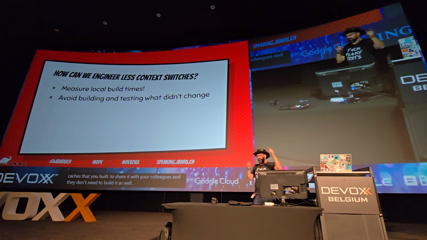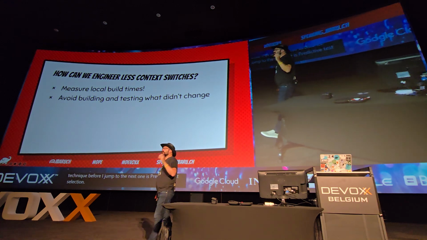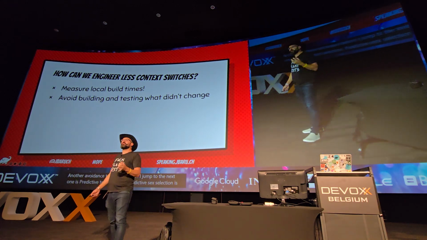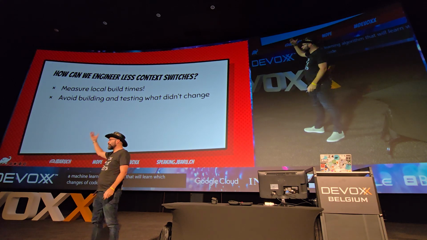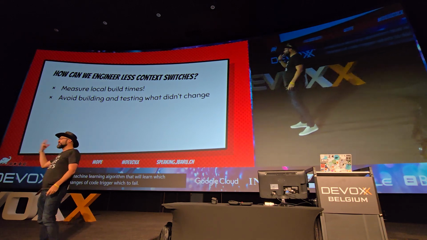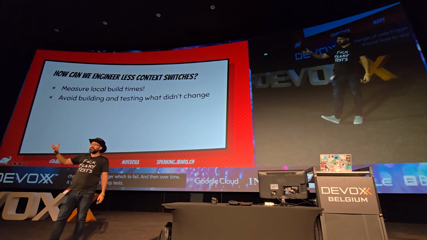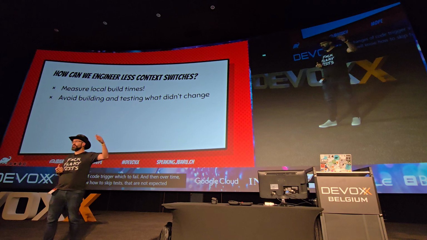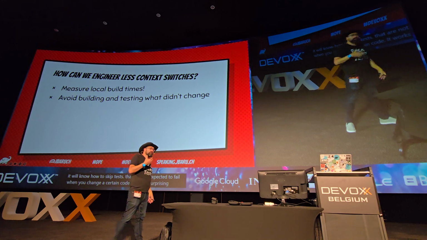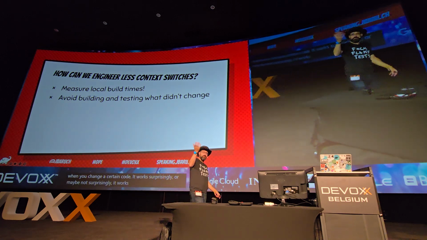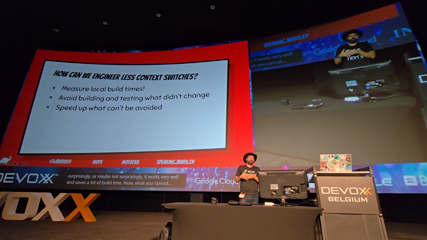Another avoidance technique, before I jump to the next one, is predictive test selection. Predictive test selection is a machine learning algorithm that learns which code changes trigger which tests to fail. Over time, it knows how to skip tests that are not expected to fail when you change certain code. It works surprisingly, or maybe not surprisingly, very well and saves a lot of build time. Now, what you cannot skip, you need to speed up.